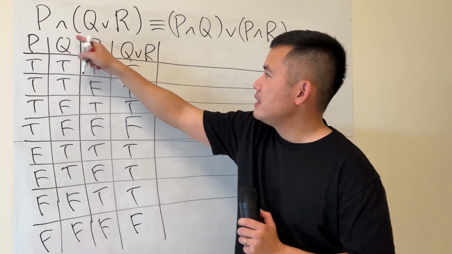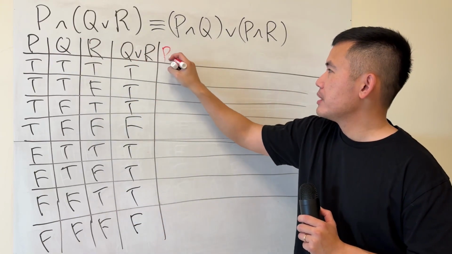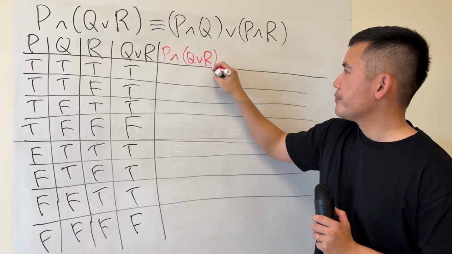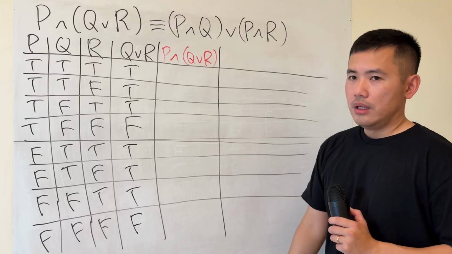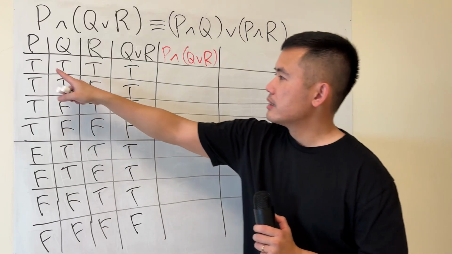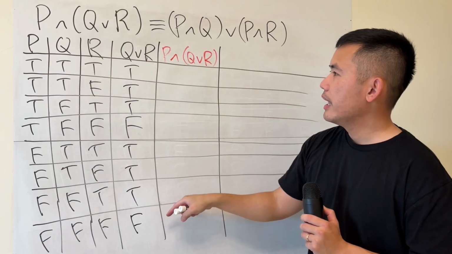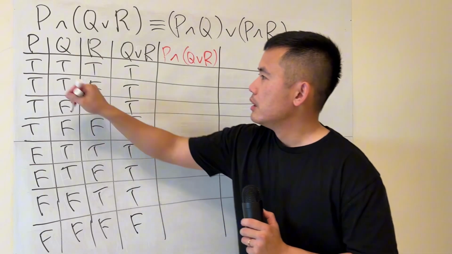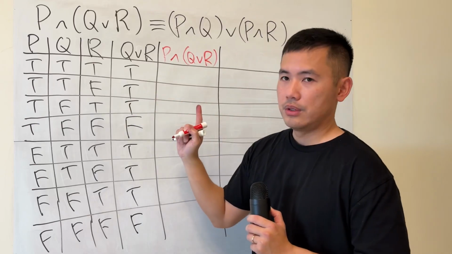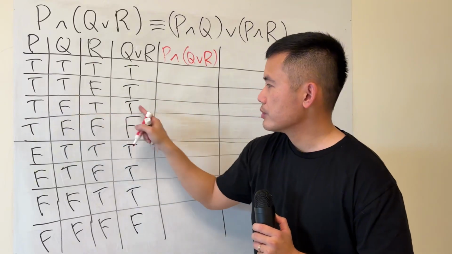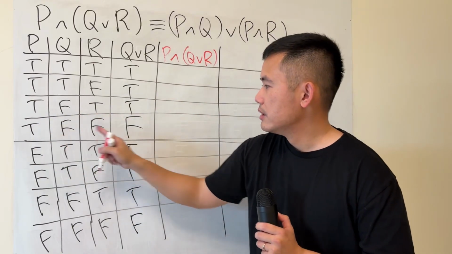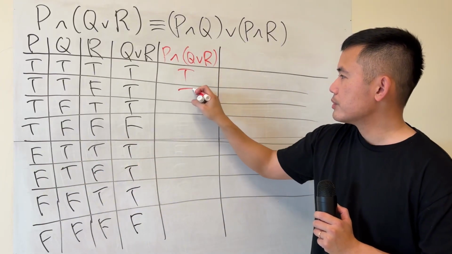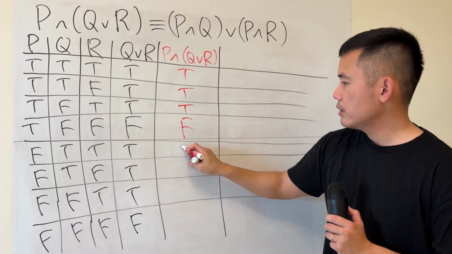Now we will do P and this thing. So let me write down P and Q or R. Okay, so I'm looking at this and that. And this time we need both of them to be true in order to be true. True, true, true, and if you look here, the third one is also true. But the rest, they all have at least one F. So it's just true, true, true, and then F at the end.